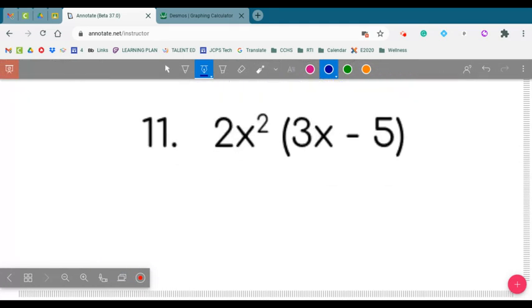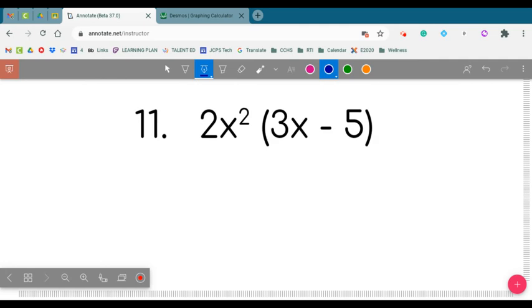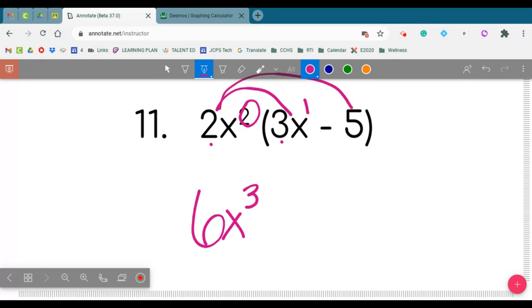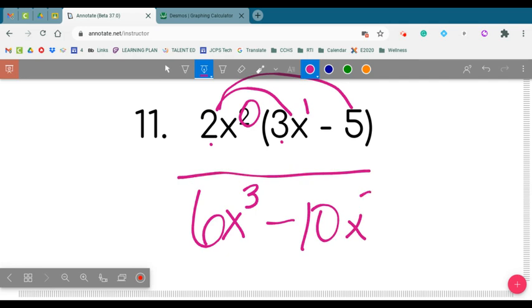Next one, I have 2x squared, and then I have 3x minus 5. So I'm going to do 2x squared times 3x. So I do 2 times 3, which is 6. And then I have x, and then I add my exponents. So I add 2 and I add 1, so I get 3. And then 2x squared times negative 5 is going to give me negative 10x squared, sorry. That is my answer.